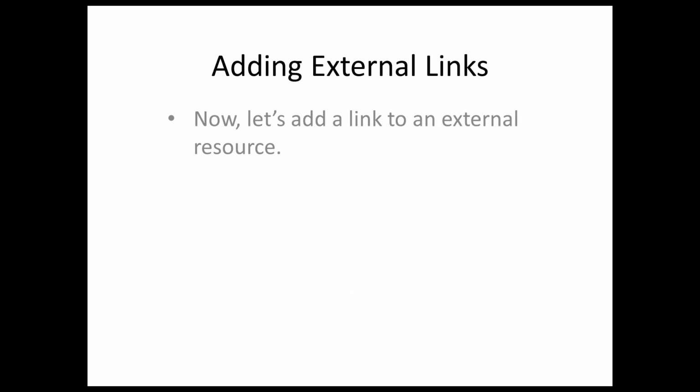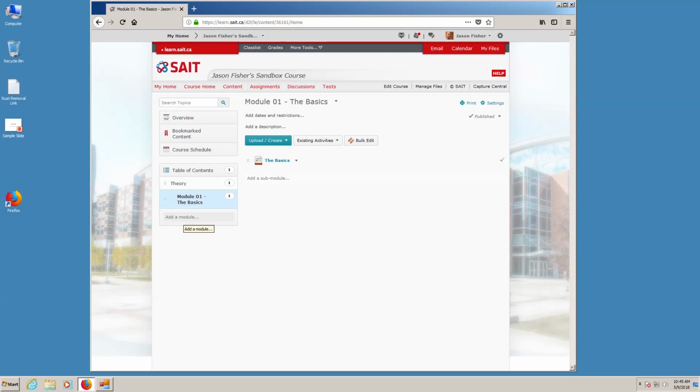Now let's add a link to an external resource. While in the Content tab, navigate your way to the parent module where you wish to add the link to the external resource. If an appropriate module doesn't exist, you may add one by clicking the Add a Module link. Once in the module, click on the Upload/Create button.